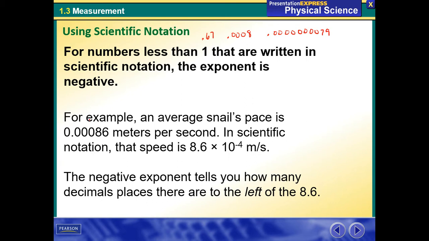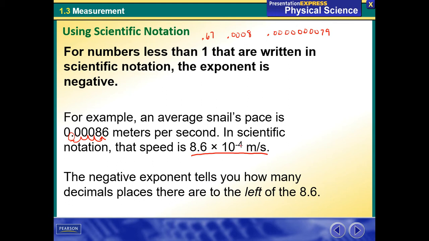Here's an example the book gives you. An average snail's pace is 0.00086 meters per second. And they can take this number and turn it into 8.6 times 10 to the negative 4. All they did was, here's my decimal, they moved it over 1, 2, 3, 4. Now they put the decimal here because 8 is my non-zero digit to the left of it, and it makes this number be between 1 and 10.